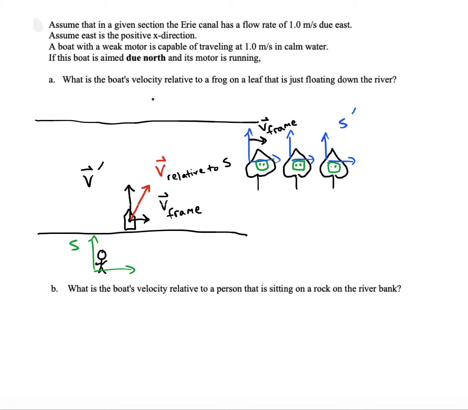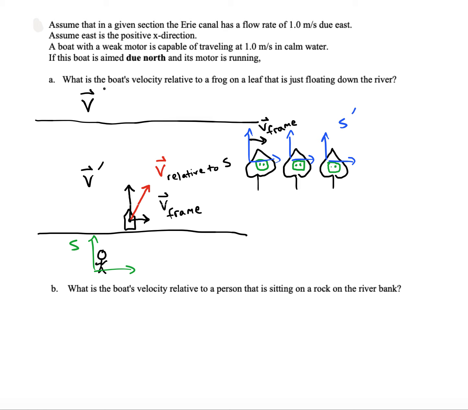All right, now, what is the boat's velocity relative to a frog on a leaf who's just floating down the river? The distance between the boat and the frog, the horizontal distance, is going to stay the same, because they're both going to float down the river. They're both going to drift.